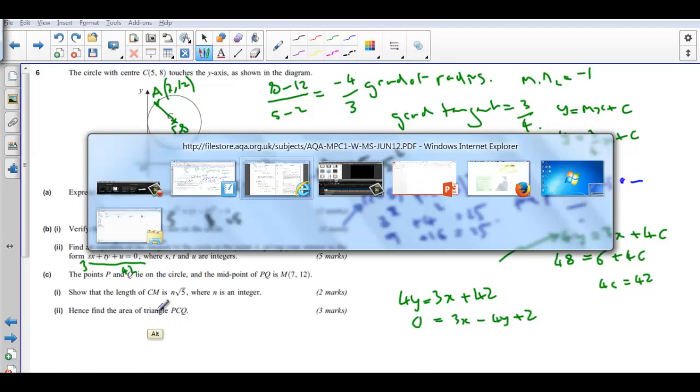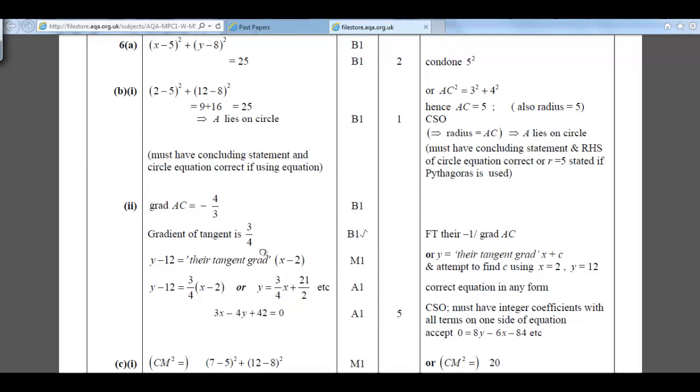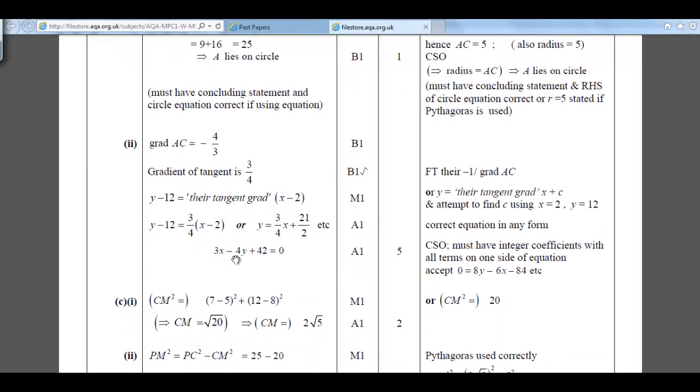Let's have a little look. Here we are. Aha, 3x minus 4y plus 42. We can see we've got the final answer. Would we have got those points? There's our gradient of that normal, or the radius, minus 4/3 for 1 mark. Gradient of tangent, 3/4, negative reciprocal. Or just do a negative reciprocal on whatever you made the gradient there, still gets you 1 mark.